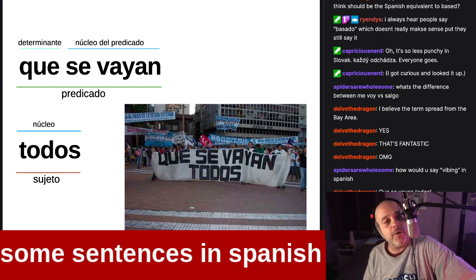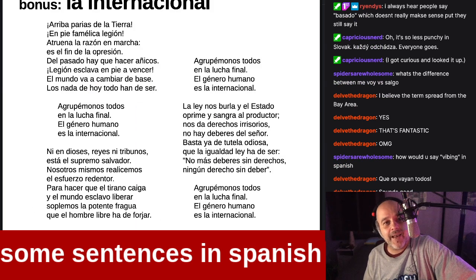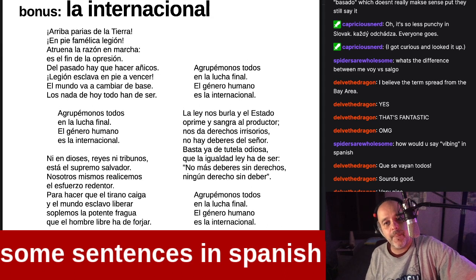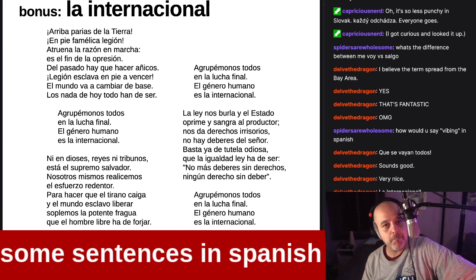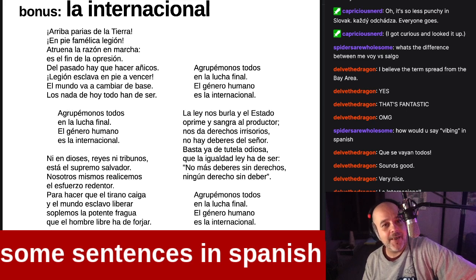So we're gonna take a classic song, which is La Internacional, the Internationale. You know the song. So we're gonna do a little bit of a literal translation. If you wanna compare it with the lyrics of the Internationale in your language and see how it's translated, it's gonna sound funny, okay? But it makes a lot of sense in Spanish.